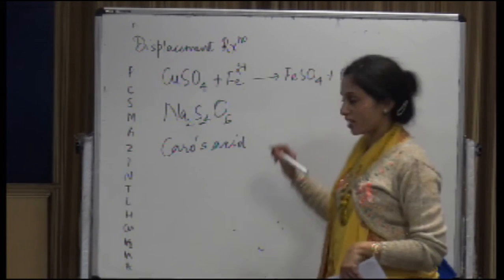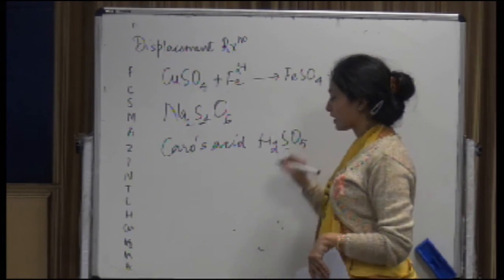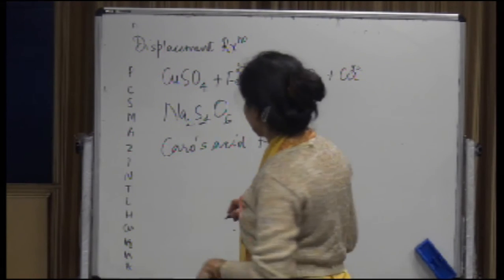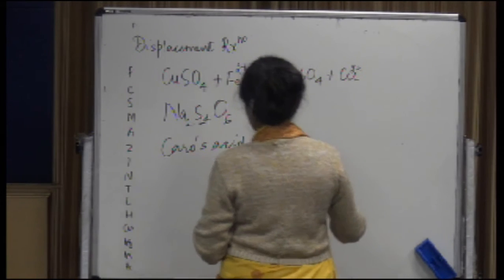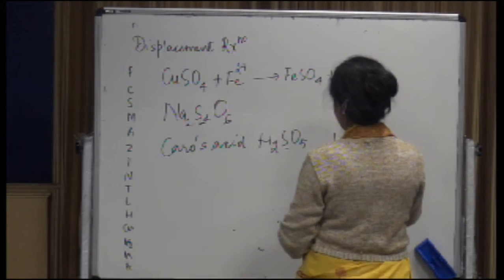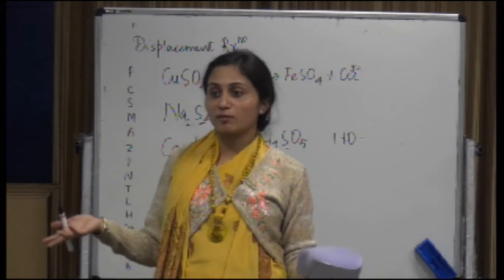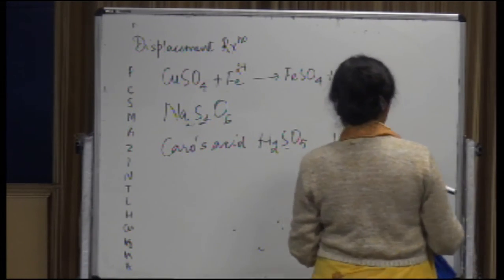What is Caro's acid? It is H2SO5. This is also something that I had taken up before. I am taking these two only up for revision because these two had come up as doubts also. And for H2SO5 you need the structure also.